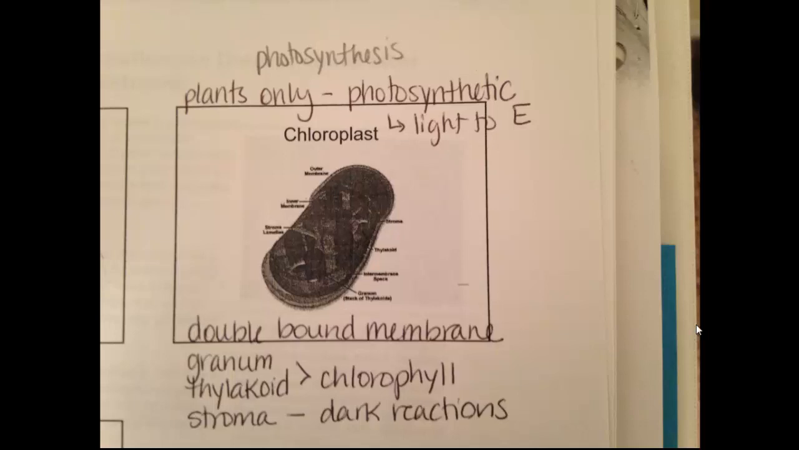It also has that double membrane because it was part of the endosymbiotic theory where we brought this into the plant cell in order to go through this photosynthetic process. So anything that's photosynthetic is using light energy to transform it into usable energy for the plant.